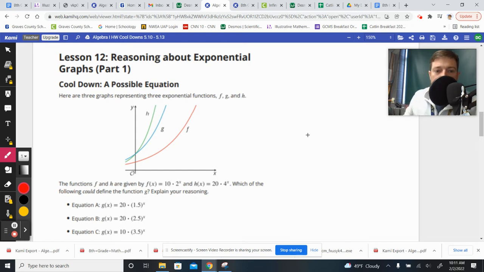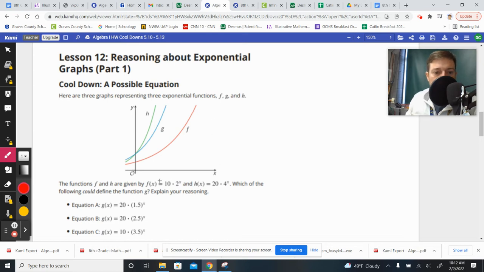Okay, so a couple of things that I'm noticing is that f of x, which is here, has a growth factor of 2, and h of x has a growth factor of 4, which makes sense that h of x is steeper than f in that regard. So remember, if the growth factor is larger when it's greater than 1, it's going to be a steeper exponential function. So that makes sense. So I would expect g to have a growth factor between 2 and 4.